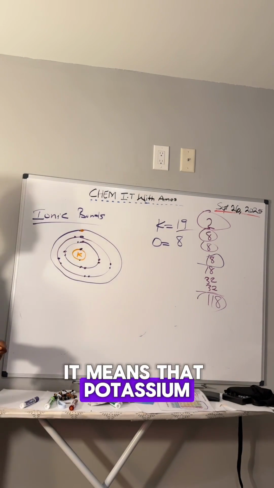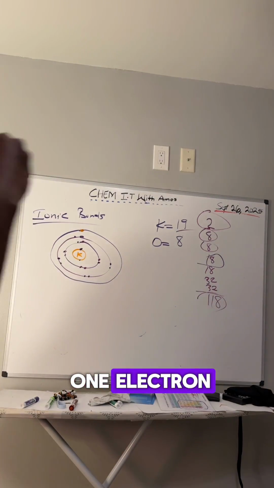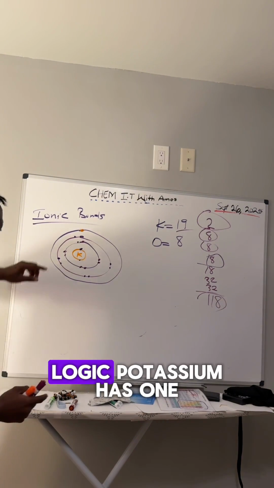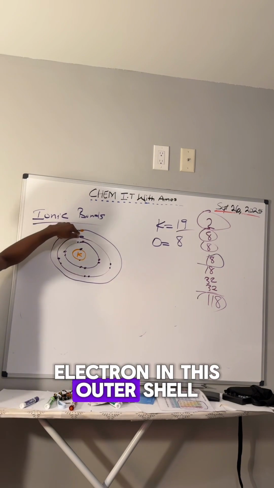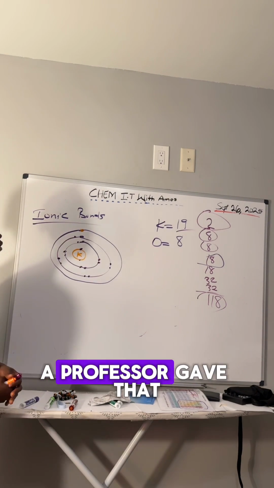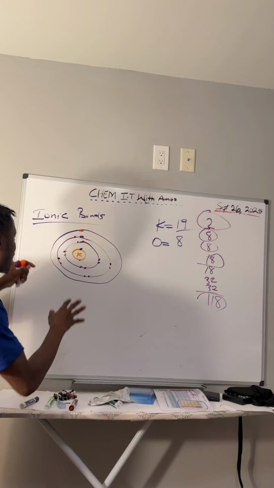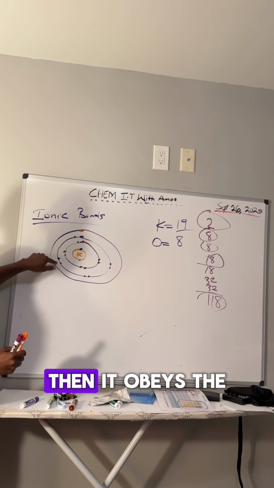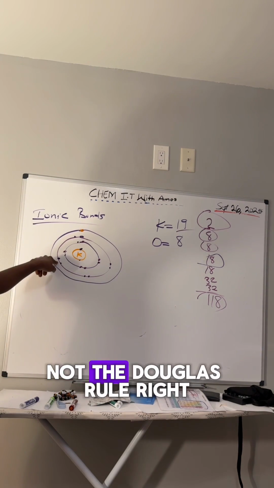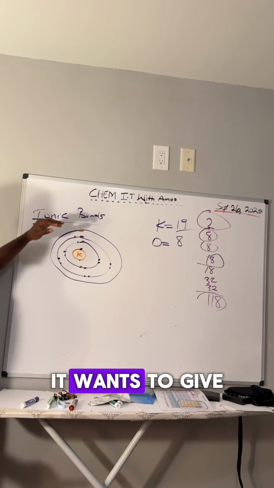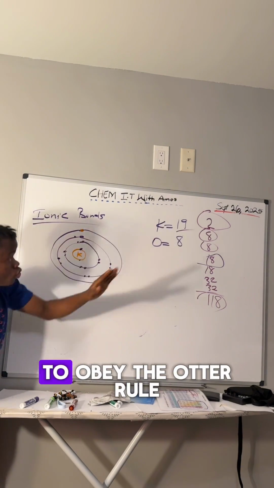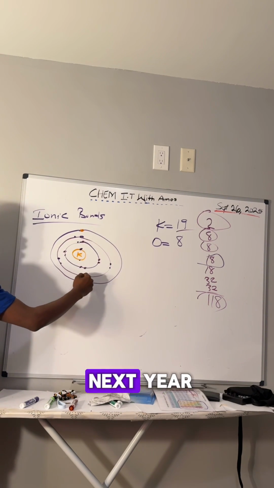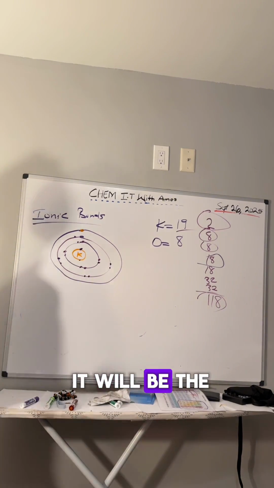It means that potassium prefers to give away 1 electron rather than gain 7 to make it 8. Do you have that logic? Potassium has 1 electron in its outer shell, in this last shell right here. It prefers to give that 1 electron away. If it does that, then this particular shell gets broken, and you'll be left with 8 in the next shell. Then it obeys the octet rule, not the duplet rule, right? So potassium wants to give this 1 electron away to obey the octet rule, because once it is given away, you'll be left with 8 in the next shell.